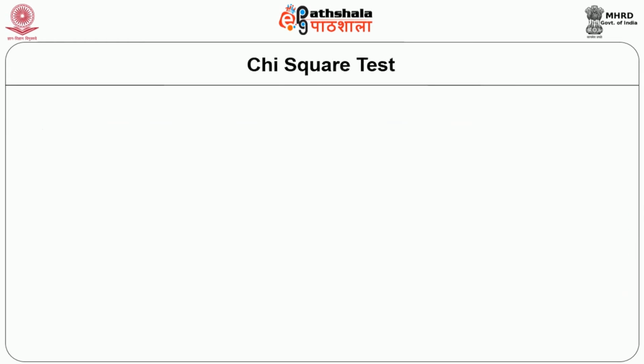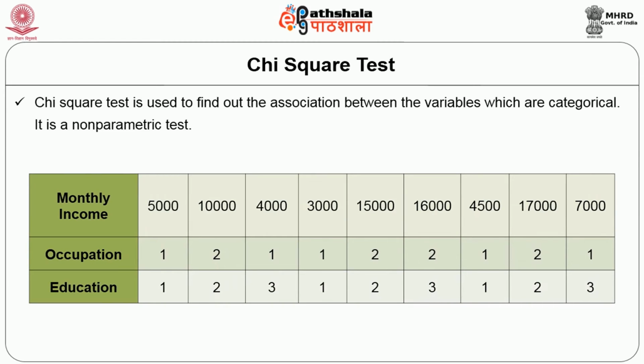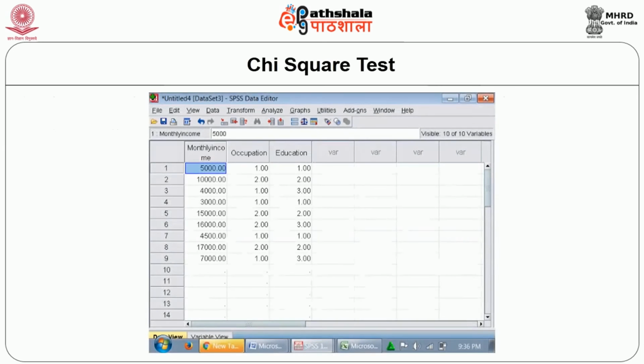Then let us discuss chi-square test in SPSS. Chi-square test is used to find out the association between the variables which are categorical. It is a non-parametric test. Find out the association between loan defaulting and income by using chi-square test in SPSS. The following are the procedure.